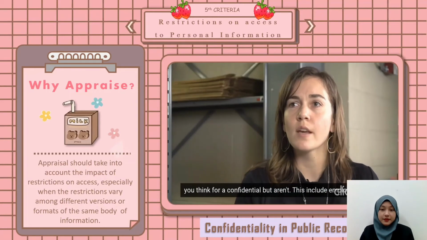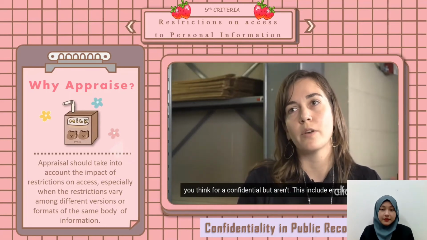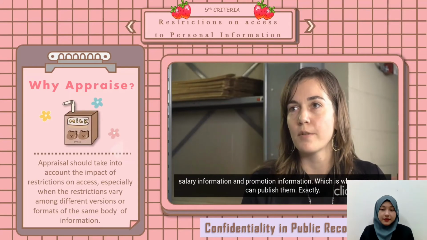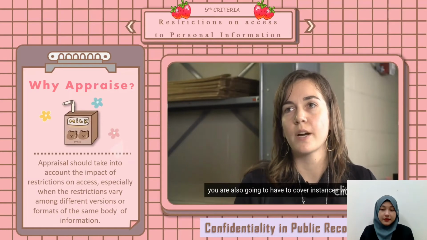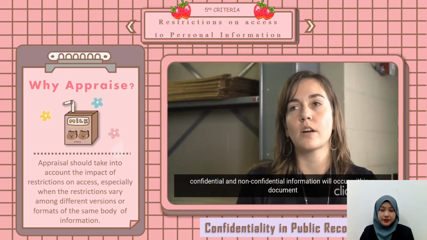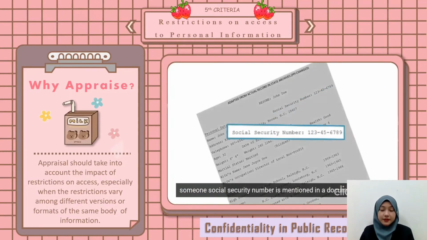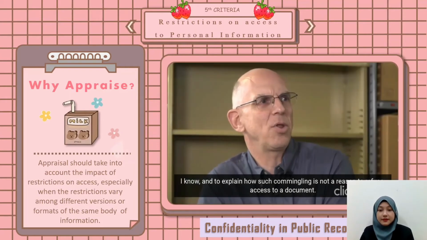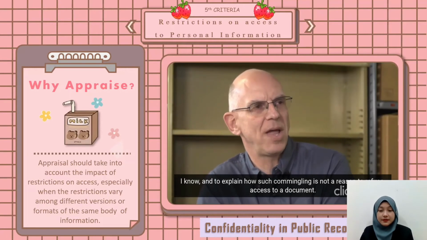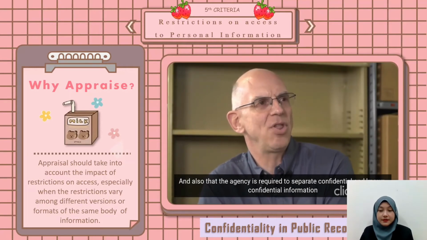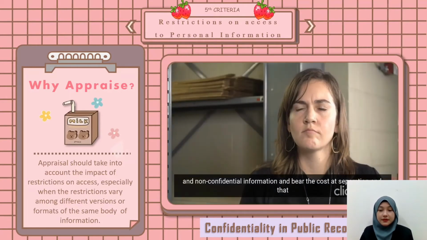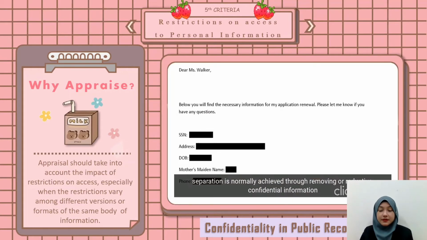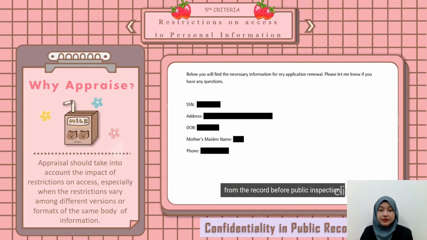But then there are things you think were confidential but aren't. These include employee histories, salary information, and promotion information. Which is why newspapers can publish them. Exactly. You're also going to have to cover instances where confidential and non-confidential information will occur within a document. For example, someone's social security number is mentioned in a document otherwise containing non-confidential information. I know, and to explain how such commingling is not a reason to refuse access to a document, and also that the agency is required to separate confidential and non-confidential information and bear the cost of that separation. And that separation is normally achieved through removing or redacting the confidential information from the record before public inspection.